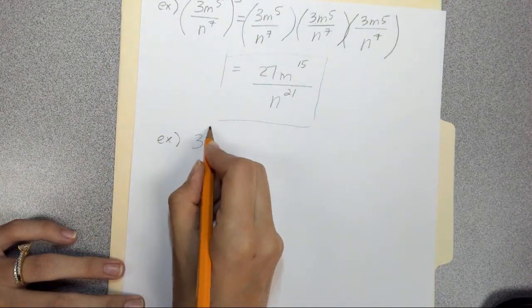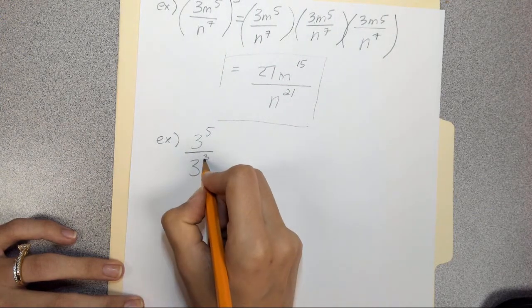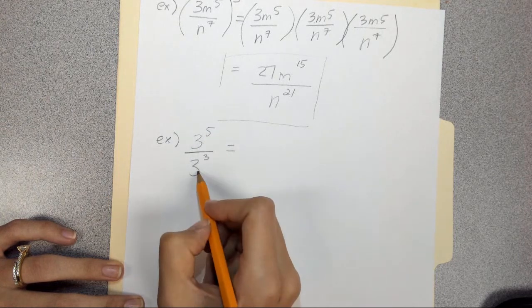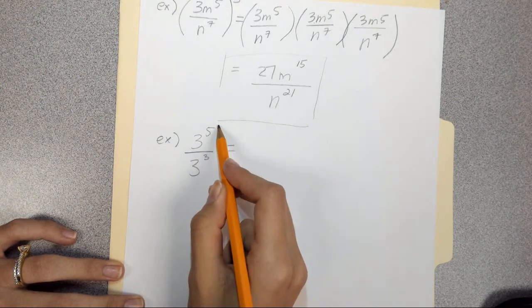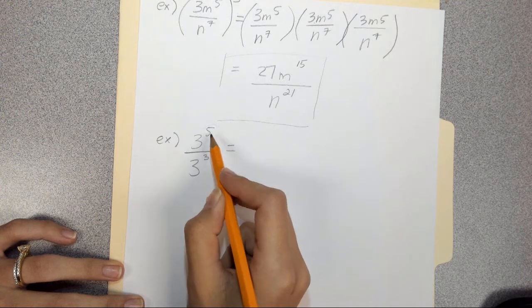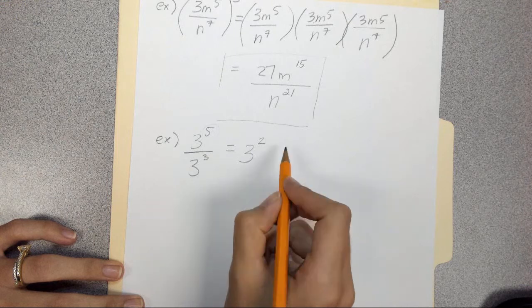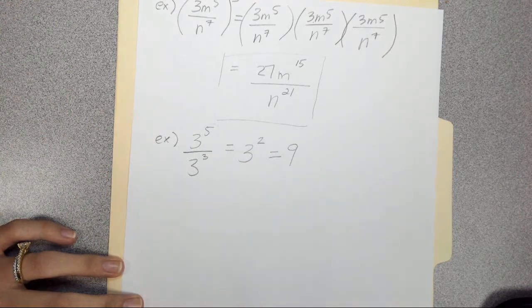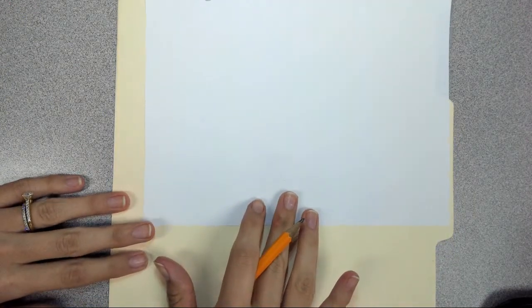Let's say I had 3 to the power of 5 divided by 3 cubed. Well, where do I have more? I have more in the numerator, which means when I take the difference of these, I will write the difference in the numerator, and this can simplify. 3 squared is 9. Okay, I have one more example for you guys.